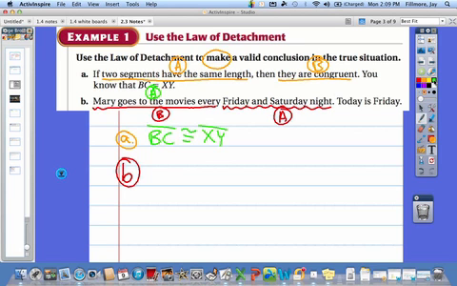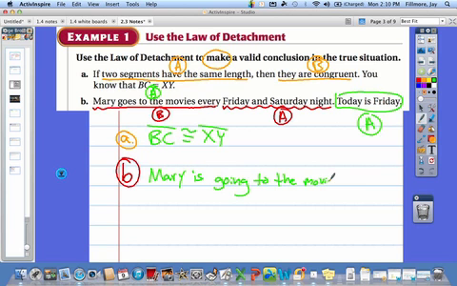Our next sentence says, today is Friday. Part A is occurring. It is Friday or Saturday night. Therefore, we can conclude that Mary is going to the movies tonight. Again, if our hypothesis occurs, then our conclusion must also occur. Since our hypothesis does occur, it is Friday or Saturday night, our conclusion must also occur. Mary is going to the movies tonight. So that is the law of detachment in its simplest form.